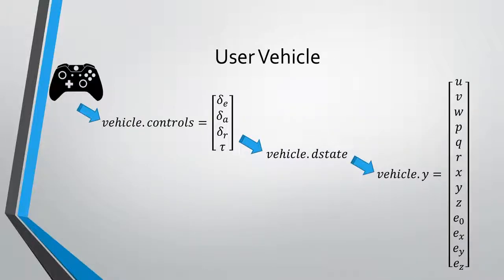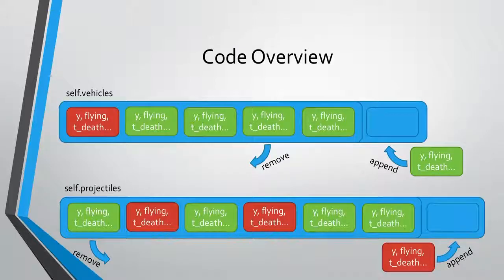So I'm going to talk a little bit about these objects, the user and drone vehicles and projectiles. The user vehicle takes the joystick, or in this case an Xbox controller, input, and those inputs vary the control parameters, delta E, delta A, delta R, and tau, which are the elevator deflection, aileron, rudder, and thrust.